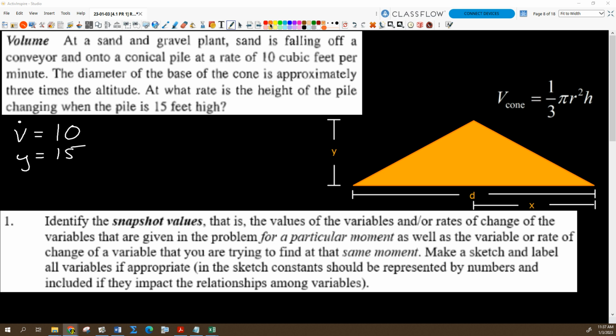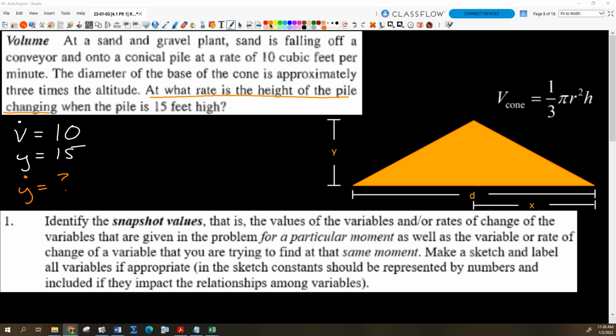Okay. So at what rate is the height of the pile changing? So we're looking for Y dot. Okay. Well, next step is we need our parent equation, right? Okay, what's our parent equation? Volume of a cone. Only in our case, it's going to be X's and Y's, instead of R's and H's.